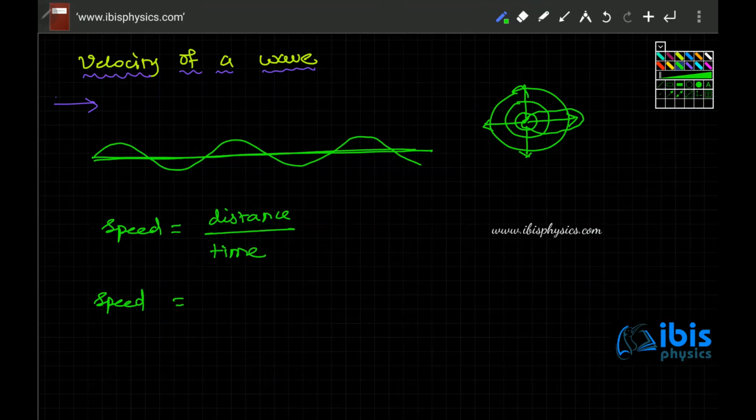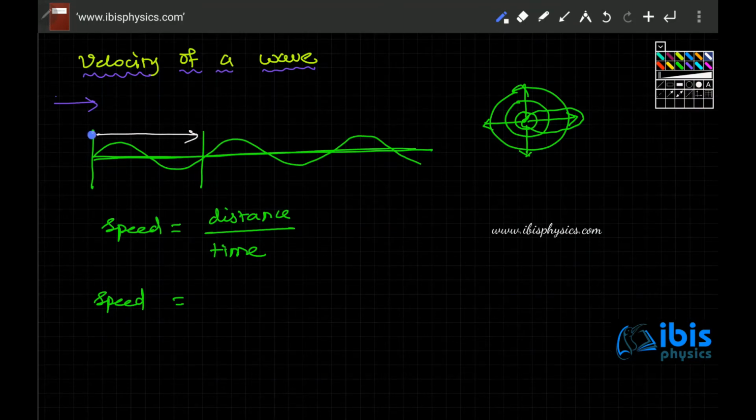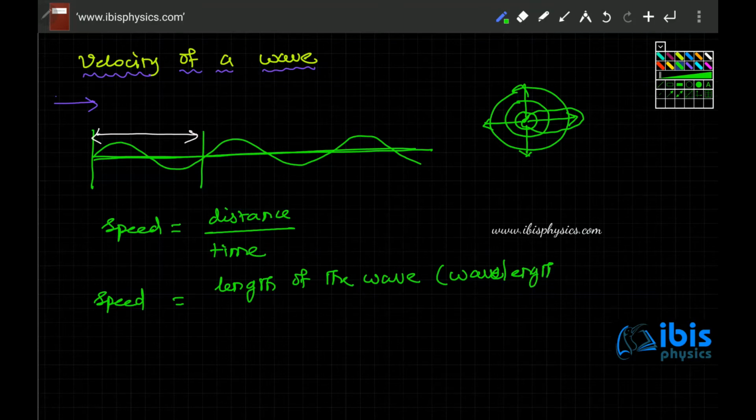Here let us restrict something. What is the distance traveled by one wave? The distance traveled by one wave is actually the length of a wave. Distance traveled is equal to the length of the wave. The length of the wave is called a wavelength.